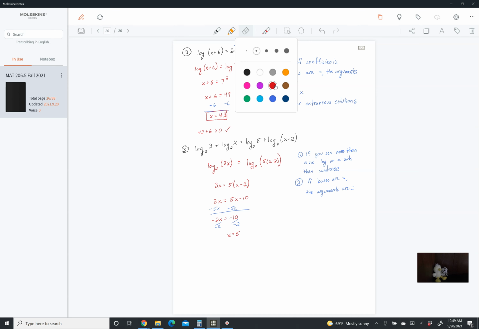And again, you're just going to plug in to every argument. So the first argument here is just a 3. You can't plug it into 3. So you're not going to do that. And same thing with the first argument on the right side. So you're just going to plug it into any argument that has x. 5 is greater than 0. 5 minus 2 is greater than 0. This is not an extraneous solution. We can box it.